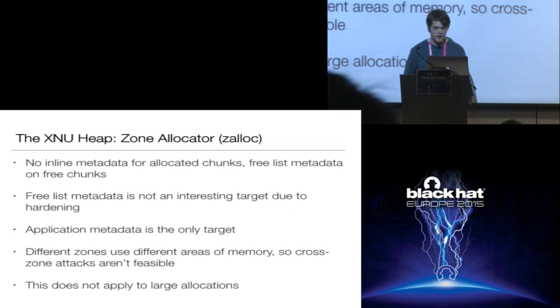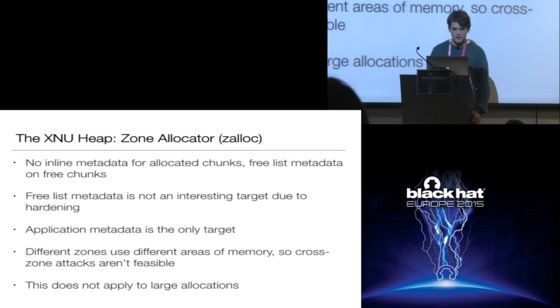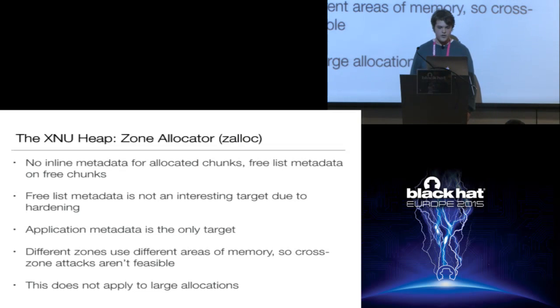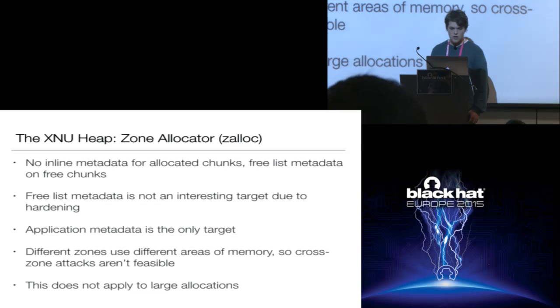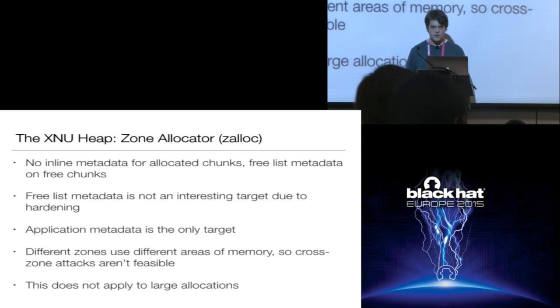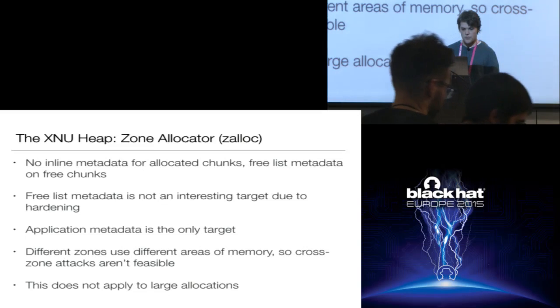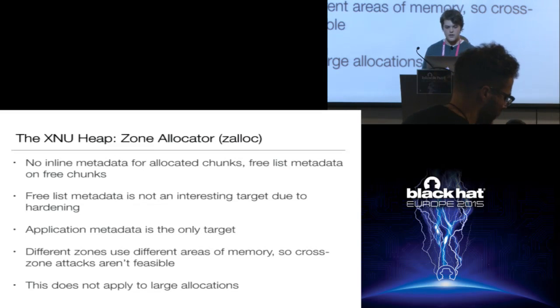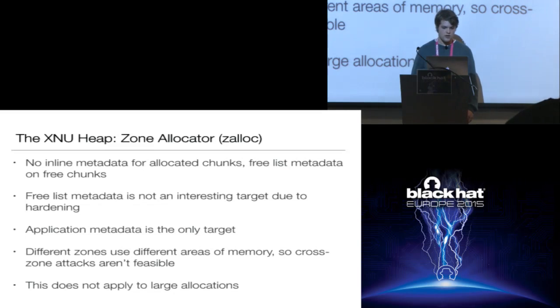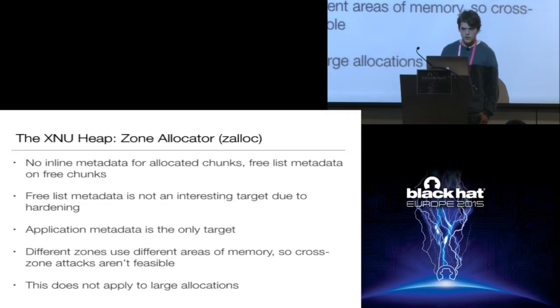But for exploitation, what we care about is that there is no inline metadata for allocated chunks, and there is free list metadata on free chunks. But the free list metadata has been hardened since iOS 6. These days, allocation metadata is the most common target. And I say the only one because, after all, you can do pretty much everything by corrupting allocation metadata.